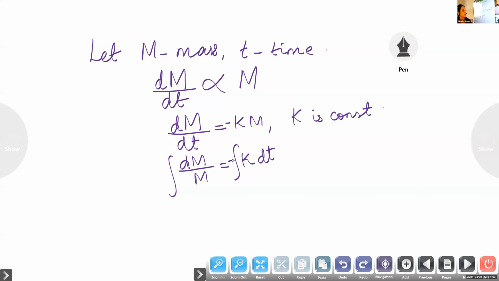Yes, after integrating. Anila, Mohanan, can you give the answer? After integrating, what you will get? After integrating this one, what you will get? Integral of dm is minus k into dt. Yes, Anila.